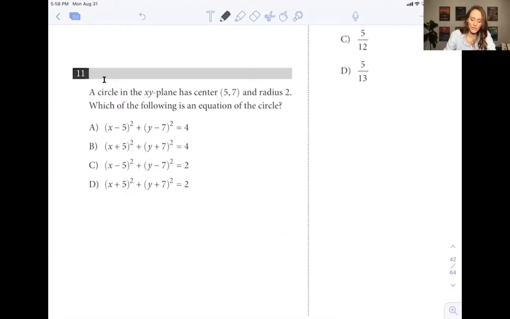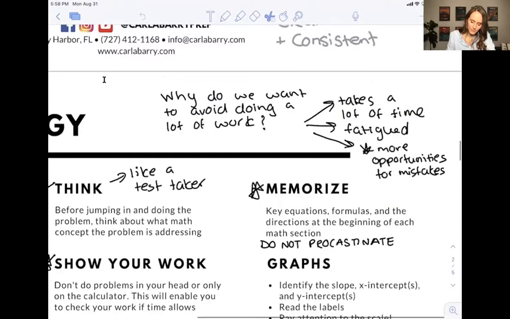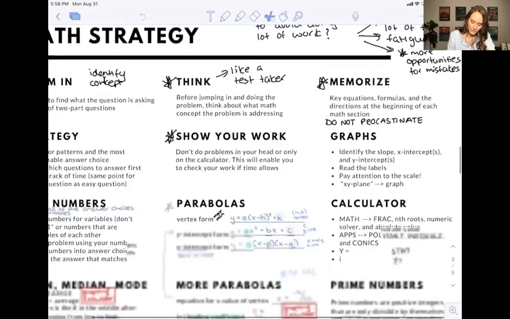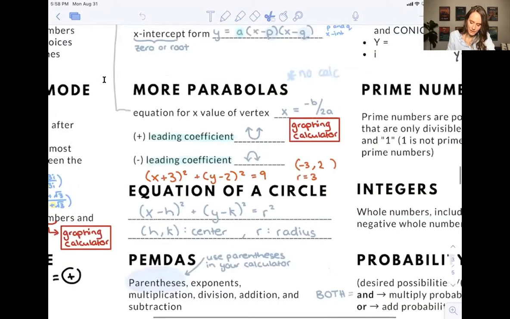Number 11, we're going to use another core concept, and I'm just going to go grab it here. Where do we go? The equation of a circle.